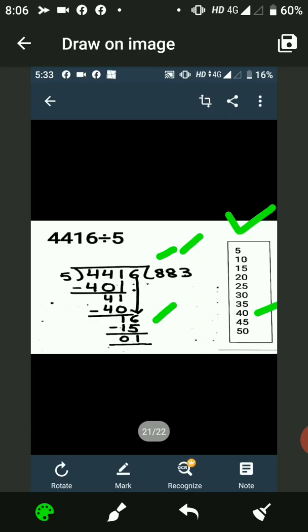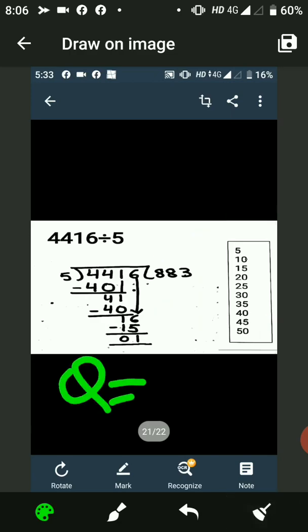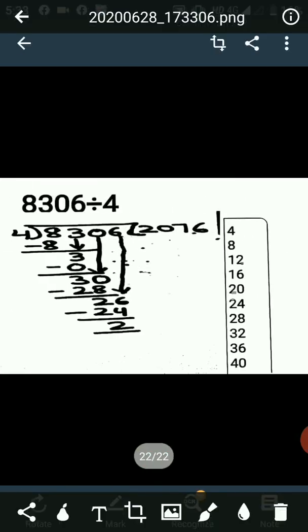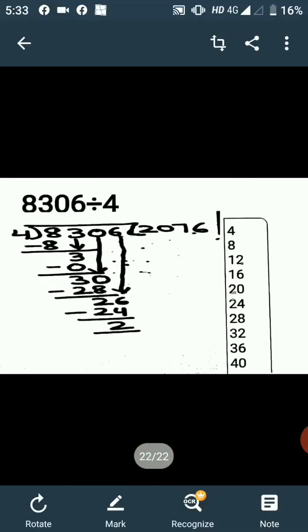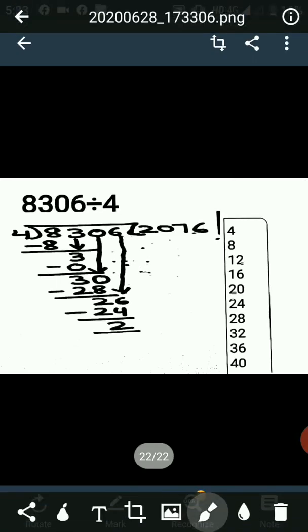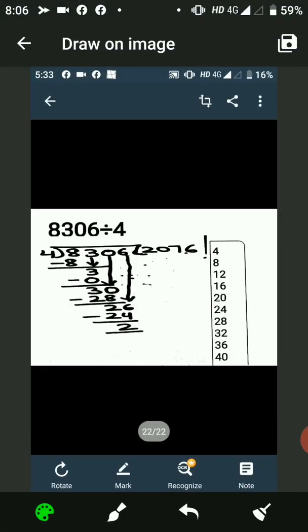So what quotient comes here? Yes, the quotient is 883. Clear? They have not asked for the remainder. So I will write only the quotient here as an answer. Clear? Now see another question. 8306 you have to divide by 4. Firstly I have written the table. Now I will write 4 outside and 8306 inside.